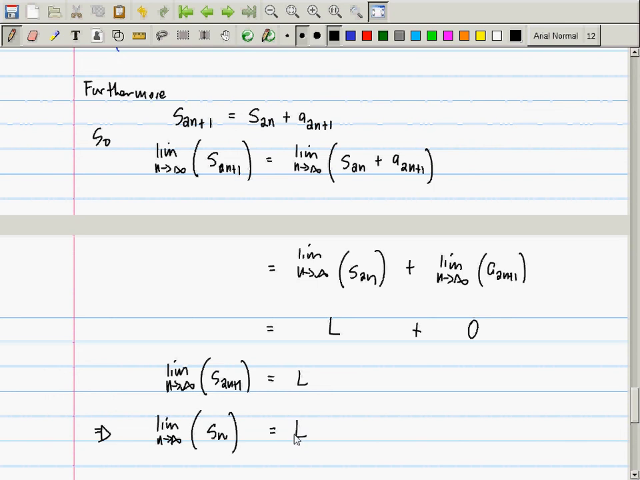No, the sequence, right? So that's like saying if I give you a sequence and you only consider the subsequence of every other term, and that converges to L, and then the other part converges to L, then the sequence just converges to L. Okay, so the alternating series test.